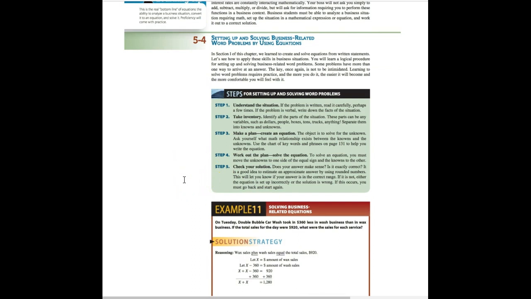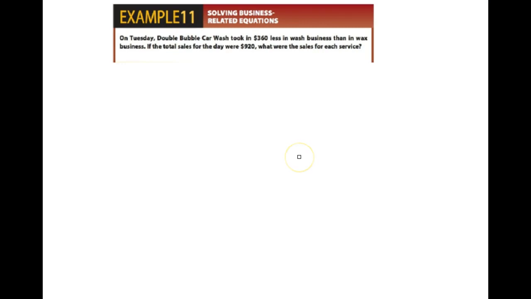On Tuesday, Double Bubble Car Wash took in $360 less in wash business than in wax business. If the total sales for the day were $920, what were the sales for each service? Okay, so let's take a look at this problem. We want to make note that the total amount is 920, and that the wash business took in 360 less. So those are our key pieces of information.